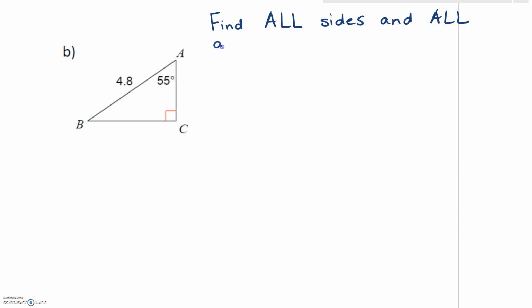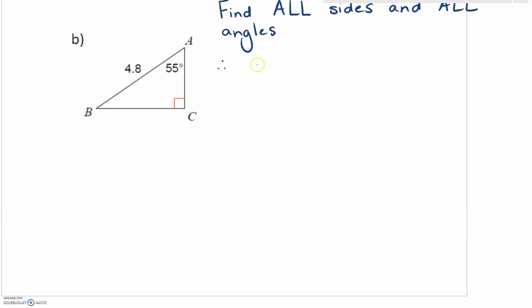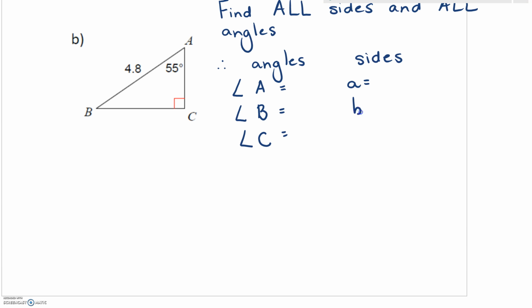And if you remember, I had a concluding statement that I filled in. So in this case, since it's triangle ABC, I have some angles that I need to find. So I'm just going to rewrite angle A, angle B, angle C. And I'm going to do some sides as well. So remember, sides are lowercase and angles are uppercase. We already have some of this information. We could fill it in right now.